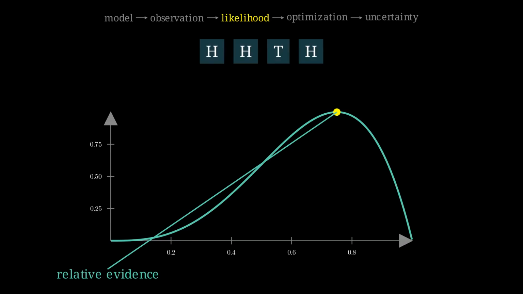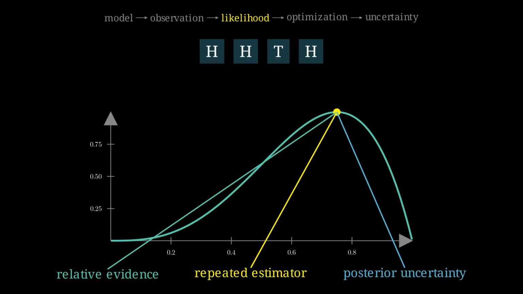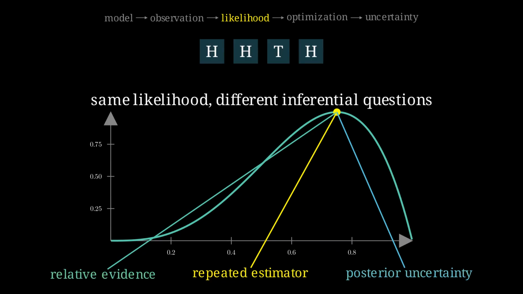A likelihoodist asks which parameter values this observed curve supports. A frequentist turns the peak into an estimator and studies repeated datasets. A Bayesian combines the likelihood with a prior to form a posterior. They begin with the same curve and construct different claims. Likelihoodist, frequentist, and Bayesian are not positions on one line. They ask different questions. Same model, same data, same likelihood, different inferential objects.